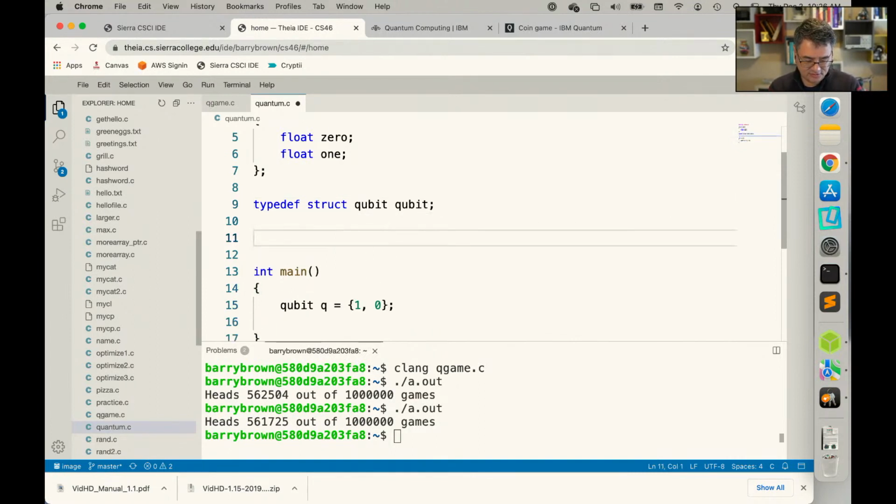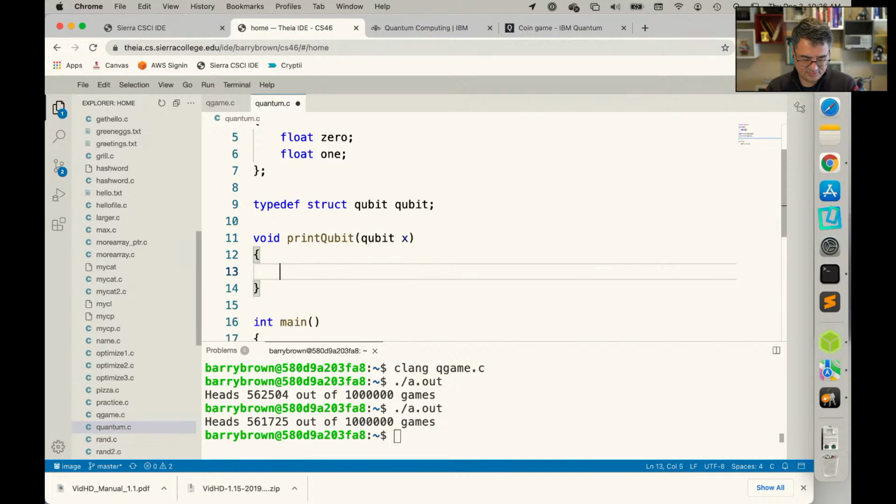So I think what I need here is like a print qubit. And this will be easy. We'll just print it out as, I guess we'll just print it as a matrix, right? Except we'll just flip it back horizontally.